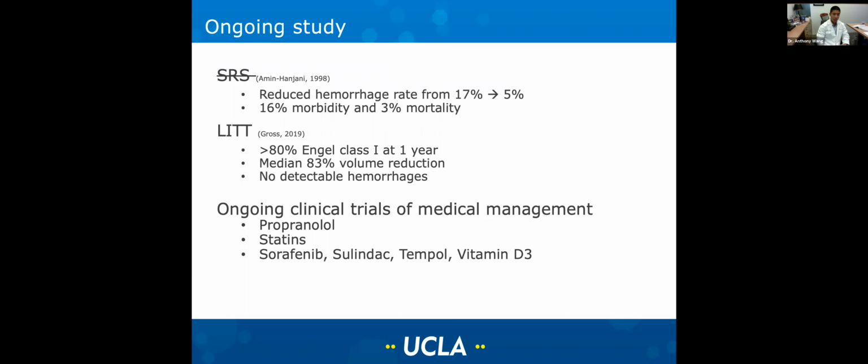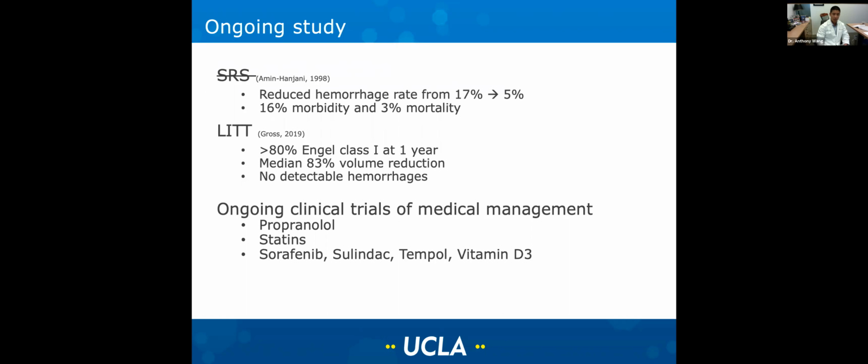One of the alternative treatment modalities gaining some notoriety is laser interstitial thermal therapy, which is essentially just thermal ablation. So far, the groups that have done it have shown really promising results. It's mostly been done in the setting of epilepsy management. But in addition to showing some really nice early epilepsy control results, there have also been no detectable hemorrhages as a result of this intervention.